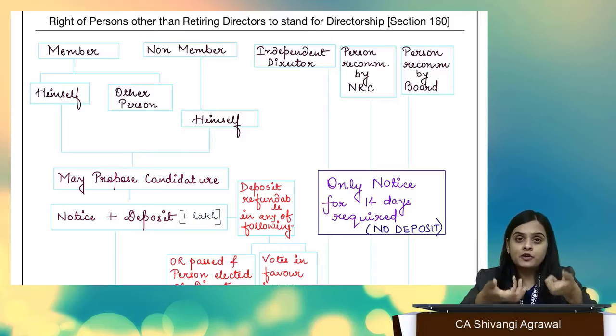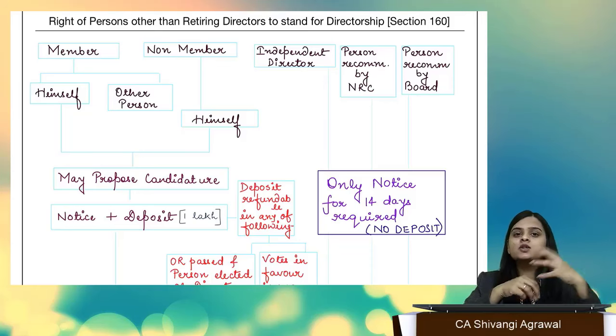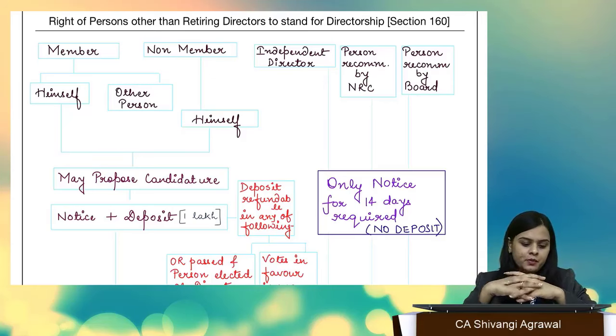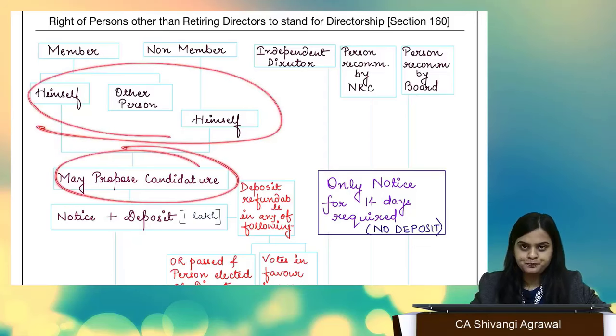Supposedly, I am incorporating a company and I know an efficient person. I will take his consent and I'll write his name as the first director. So I know that person knows me. That's why he could be the director. But section 160 gives a chance to anyone. If you want to be the director, you can propose your candidature.